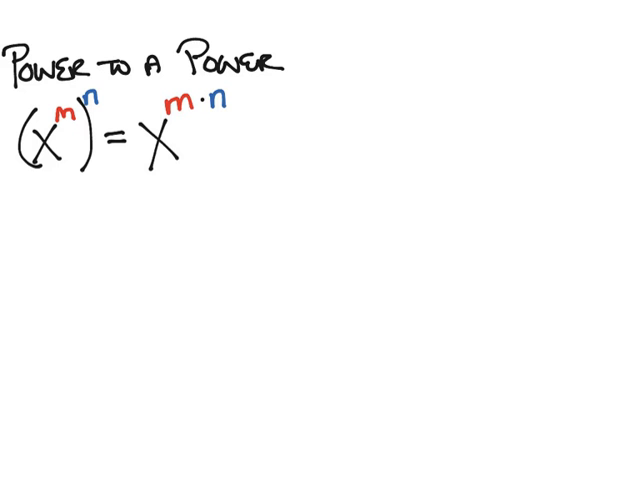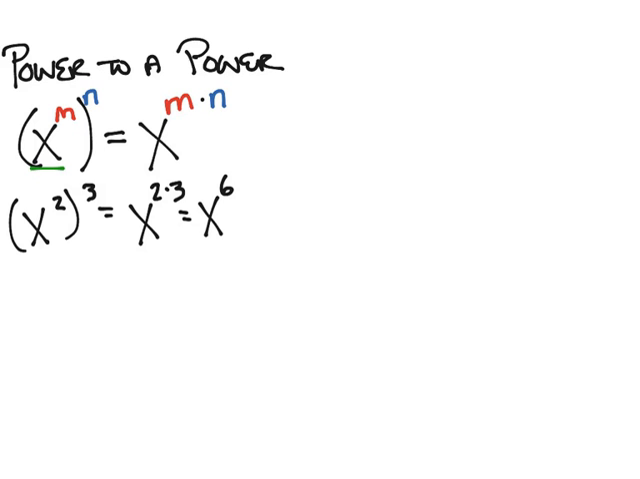So in this case, we are multiplying our exponents together when we once again have the same base of x. For example, x squared to the 3rd is equal to x to the 2 times 3, or x to the 6th power.